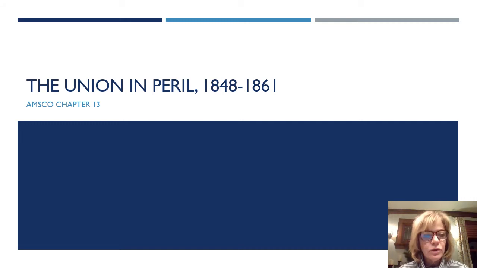Hi everyone. So today we're going to go over Chapter 13, which is the Union in Peril. And this covers the time period from 1848 to 1861, just barely. It's just prior to Abraham Lincoln being inaugurated as President of the United States. So there are 64 slides. Let's see if we can get this done quickly.